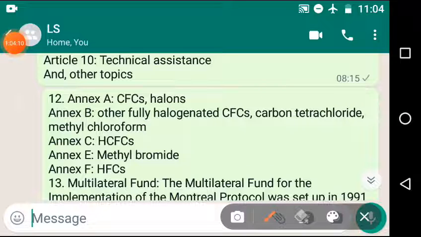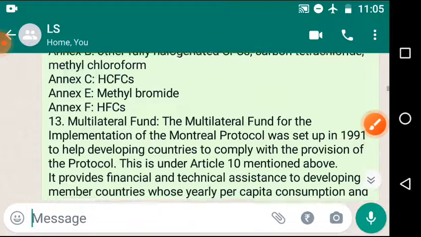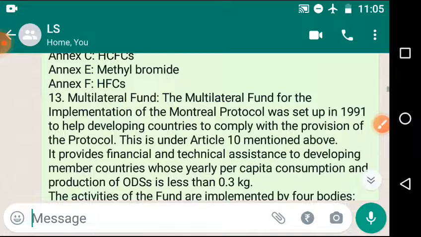In Annex C, which has been amended in the Kigali Agreement, the production and use of hydrochlorofluorocarbons is to be reduced, because they are not ozone depleting substances but they cause global warming. Then Annex C mentions methyl bromide, and Annex F shows hydrofluorocarbons.